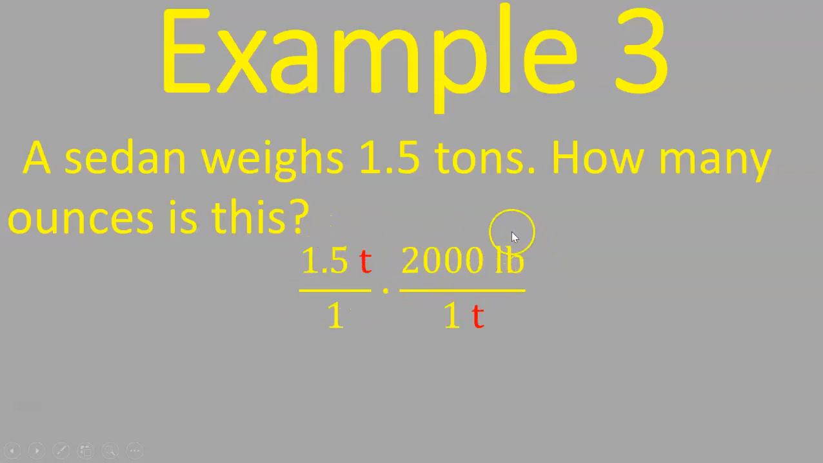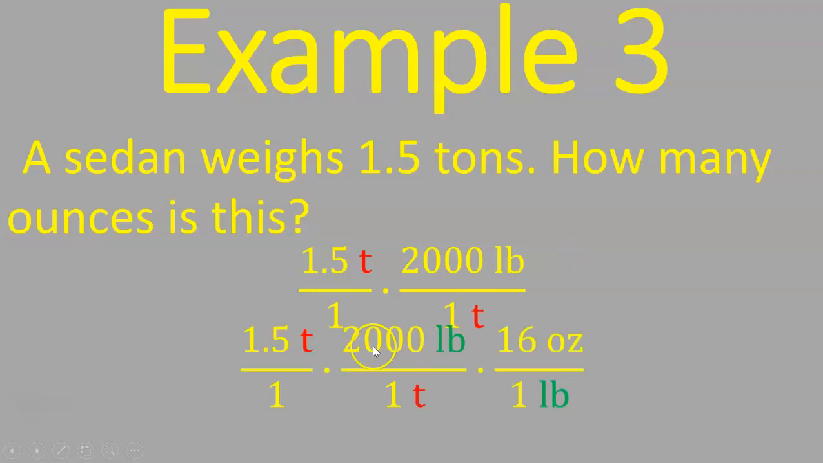Now this LB is pounds. It comes from Libra, but that's just a trivia fact. It doesn't really matter. This is just pounds. 1.5 tons over 1 is 2,000 pounds. Again, I know we're trying to get to ounces, but we have to kind of go through pounds to get there.